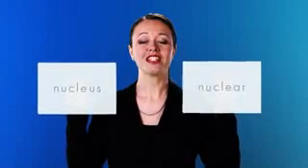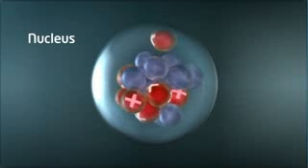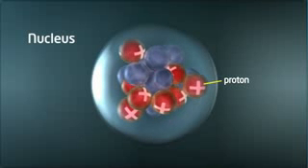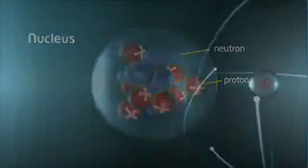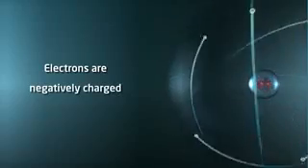The center of the atom is called the nucleus. That's where the word nuclear comes from. There is a tremendous amount of energy inside. The nucleus of an atom is made up of two particles, protons, which carry a positive charge, and neutrons, which have no charge. Outside the nucleus are electrons, which carry a negative charge. The attraction of these negative electrons to the positive nucleus is what keeps the atom together.